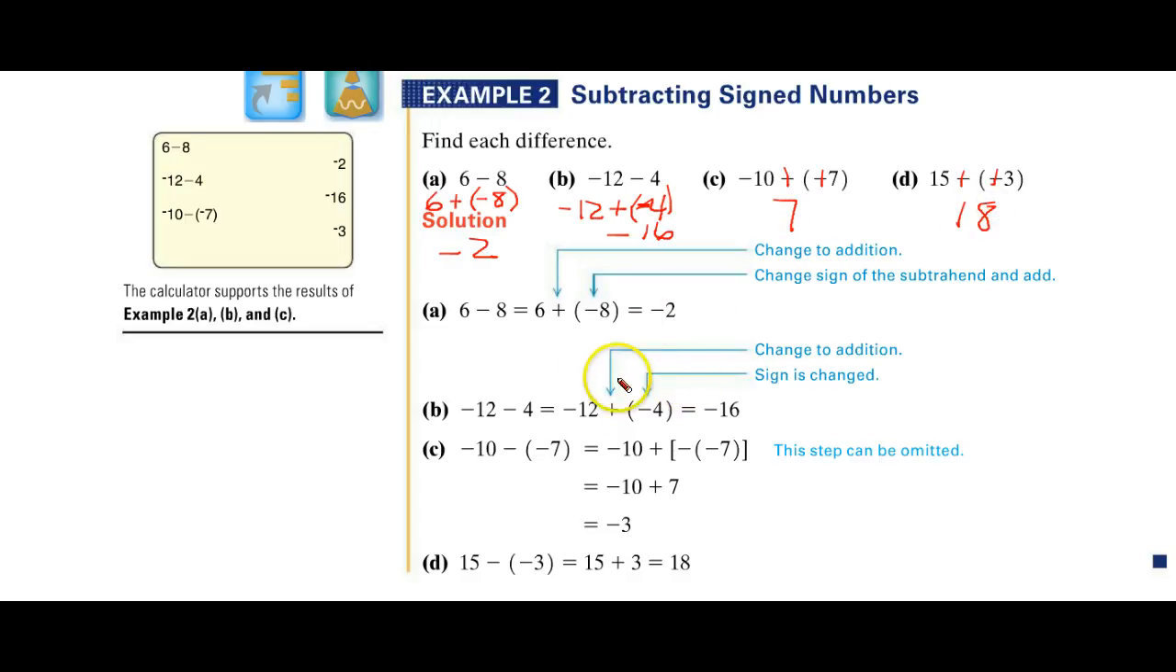And the details of it are down below. Where did I mess up here? Negative 10. Oh, that's not a 17. Sorry about that. I got a little confused.